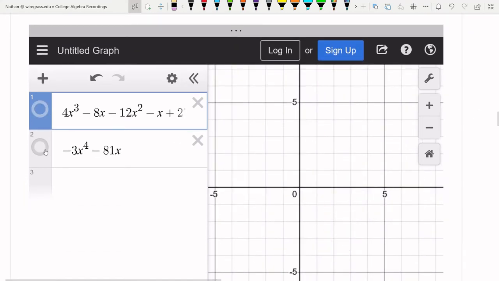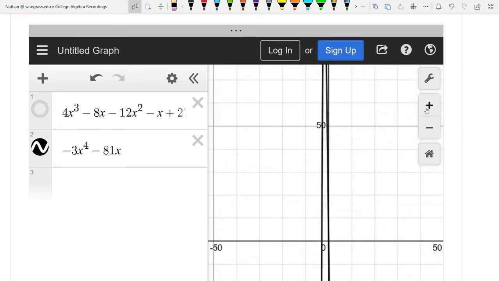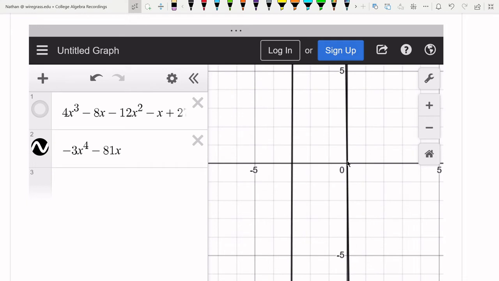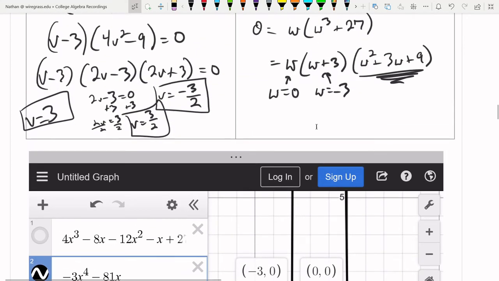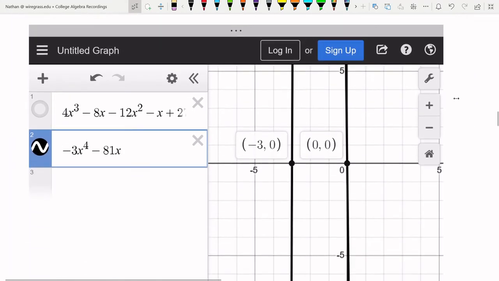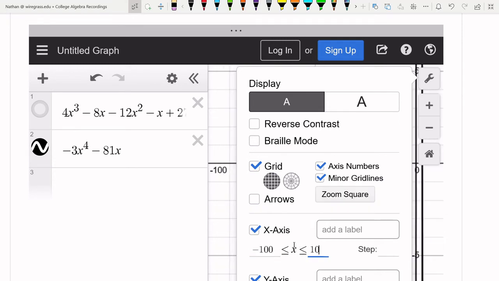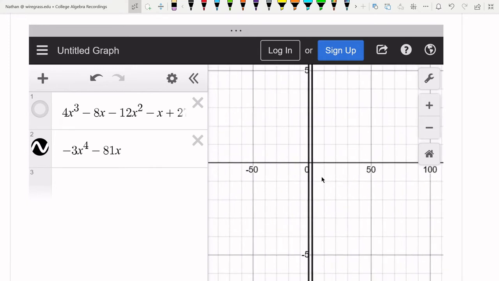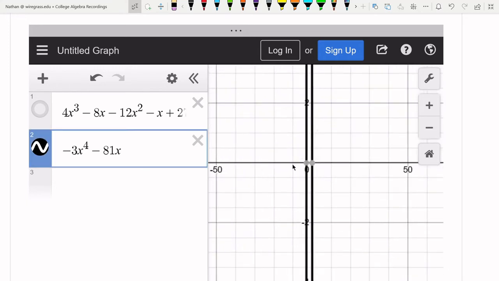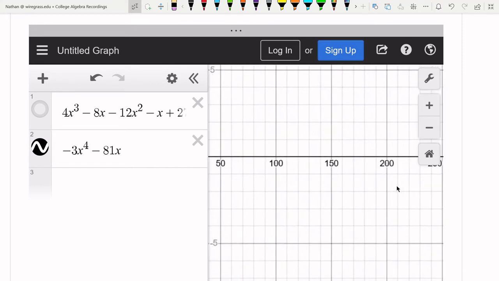Now looking at the next one, you can see here, let's see if I can zoom out far enough. It's kind of a tall shape there. You can see here that we have 0 and -3, 0 and -3, and there's not going to be any other ones. Let's go ahead and change the x-axis. Something really large here. And you can see you can't see it anywhere besides these 2 points. 0 and -3 are there. If you go left and right, you're not going to see anything.